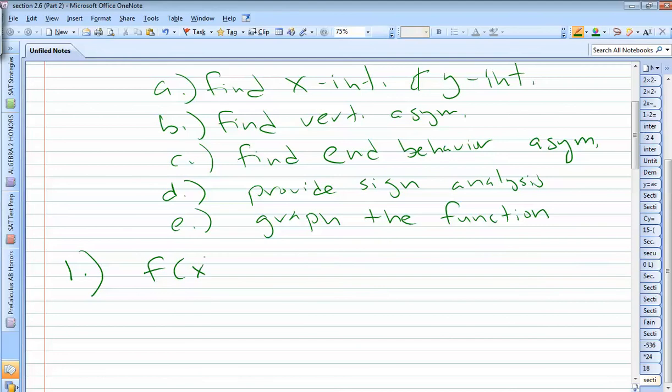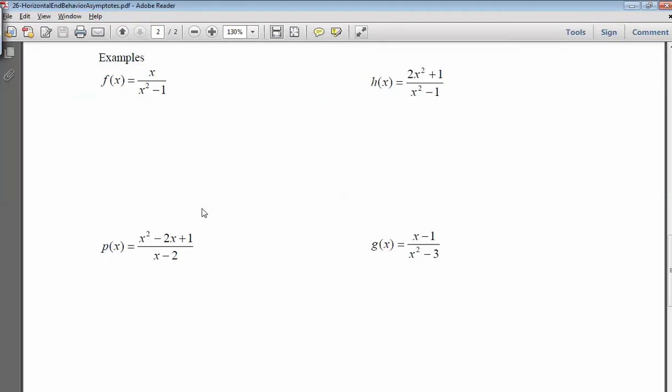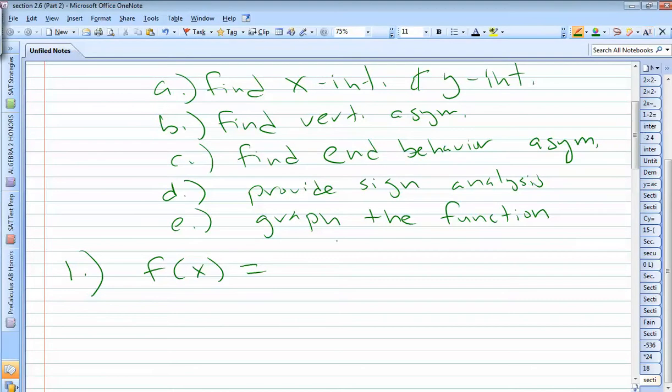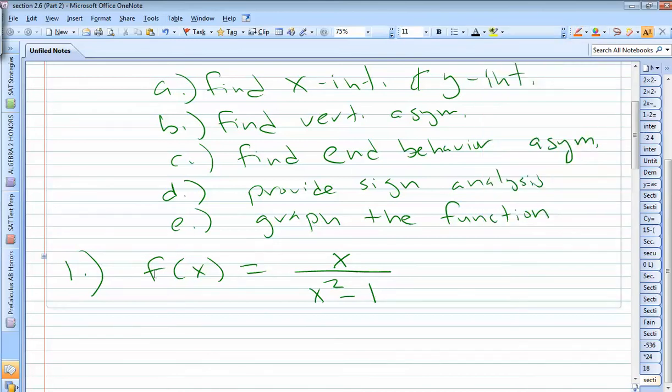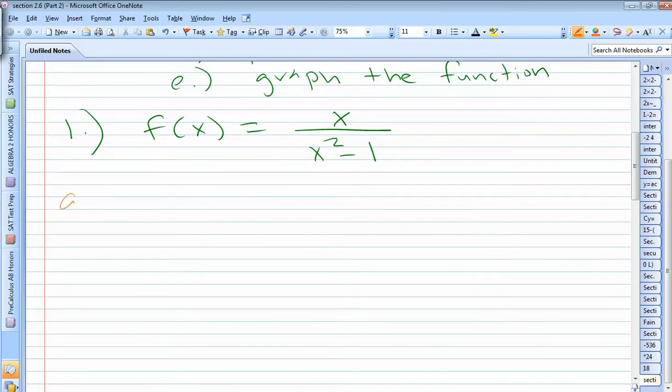Number 1, f of x equals, in this case we'll say x over x squared minus 1. Okay, so part A is find the x and y-intercepts. Now remember what that means. An x-intercept is when y equals 0. A y-intercept is when x equals 0. The y-intercept should be real easy. If you plug in 0 for x, what would the y-intercept be for this function? 0. Because 0 over negative 1 is 0.